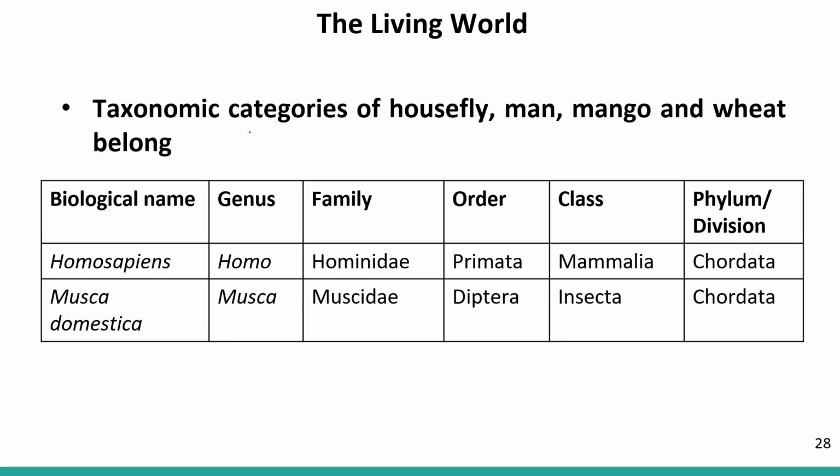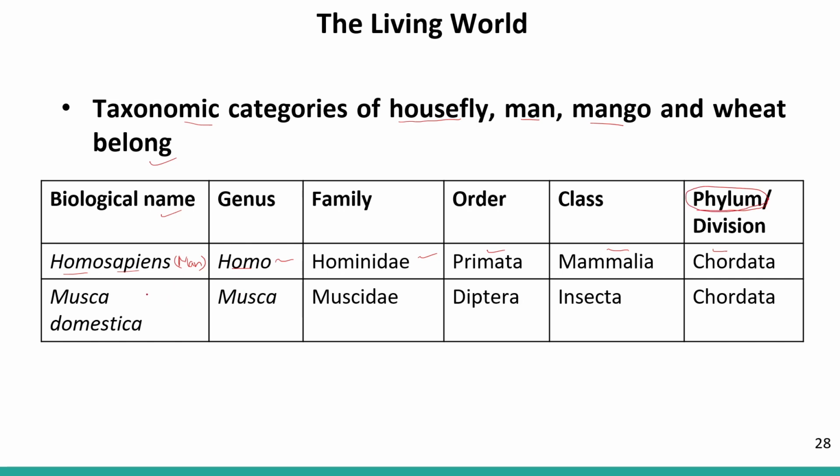Now let's study the taxonomic categories of some common living organisms like housefly, man, mango, and wheat. The biological name we are talking about is Homo sapiens, and the common name is man or human. Here the genus is Homo, and the species or specific name is sapiens. It belongs to the family Hominidae, order Primata, class Mammalia, and phylum Chordata. Here we talk about phylum because humans are considered animals.